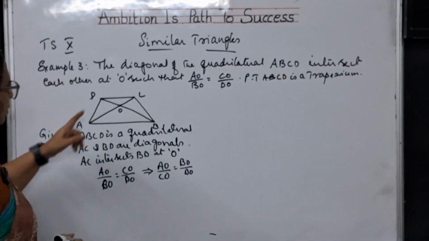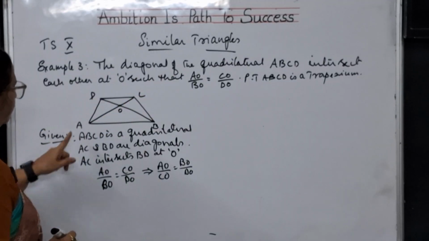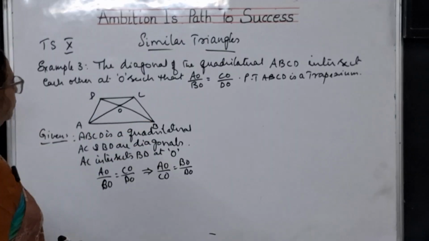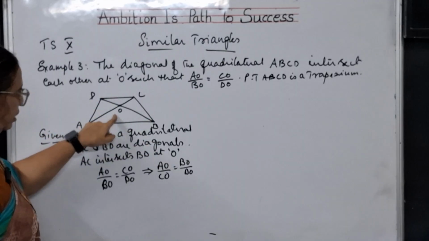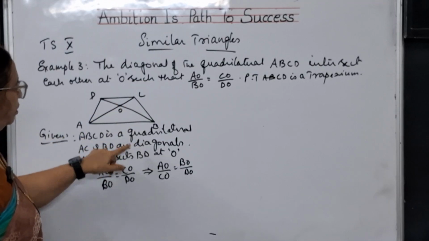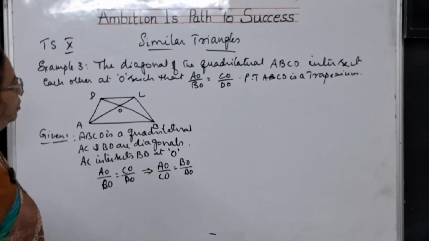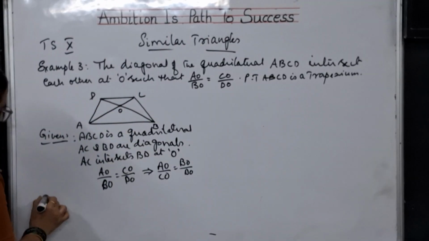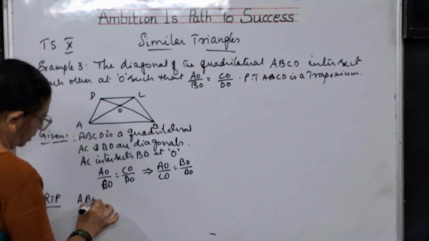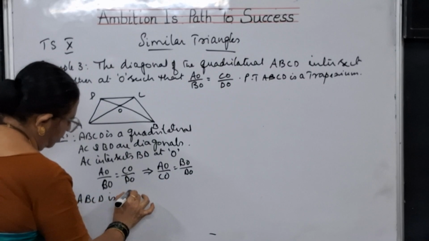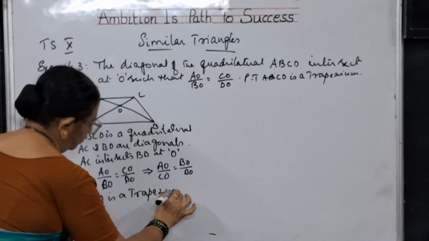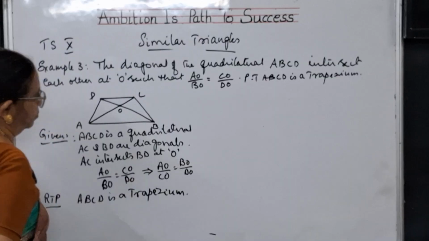What did they say? The diagonal of a quadrilateral ABCD. So ABCD is a quadrilateral. AC and BD are the diagonals. They intersect each other at O such that AO by CO is equal to BO by DO. Now you have to prove what is required to prove: ABCD is a trapezium. This you need to prove.